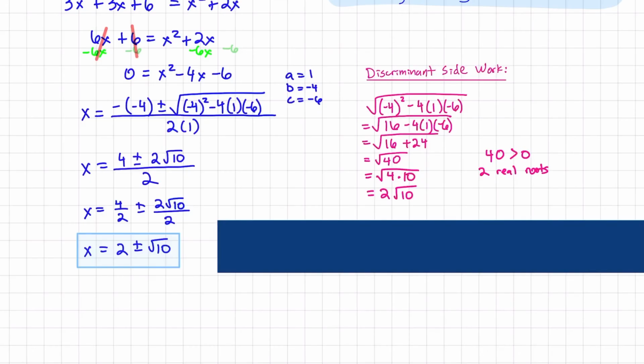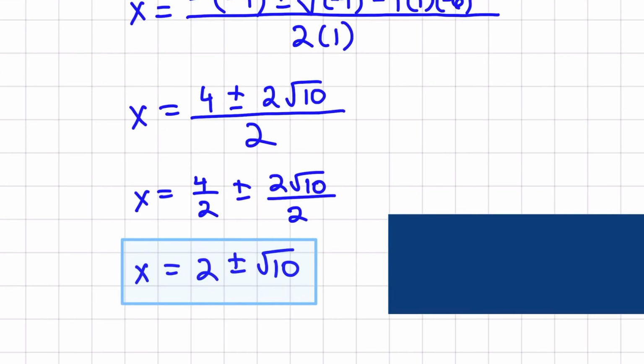All right, so we replace the discriminant with the 2 square root of 10. Here's a tip with this. I want you to think of this as just breaking the fraction apart. So I can say that this is 4 over 2 plus or minus 2 square root of 10 over 2. Just break the fraction apart.